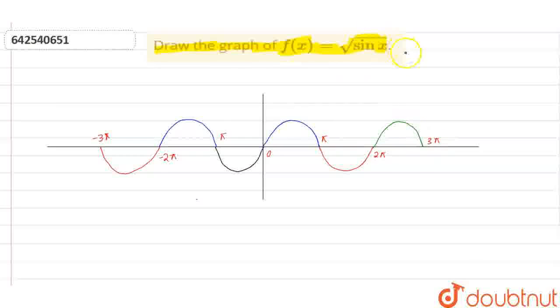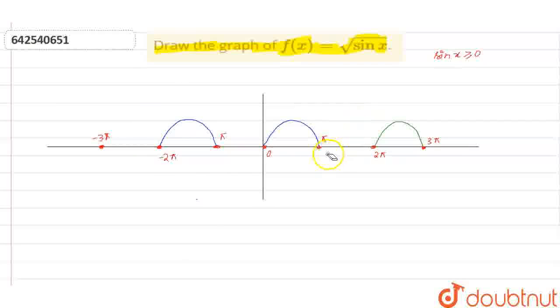Now, we need to draw the graph of under root of sin x. So clearly sin x should be more than or equal to 0. So we'll observe this point will be included in the domain of the function. That means n pi will be included in the domain of the function, but the points where the function is getting negative, it's being removed. That means this graph is being removed.